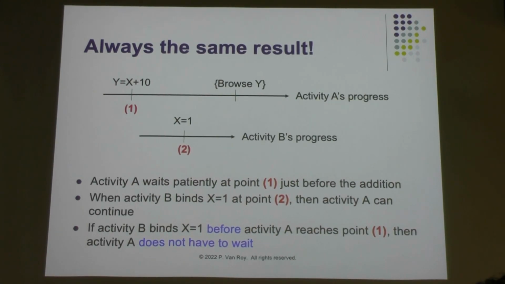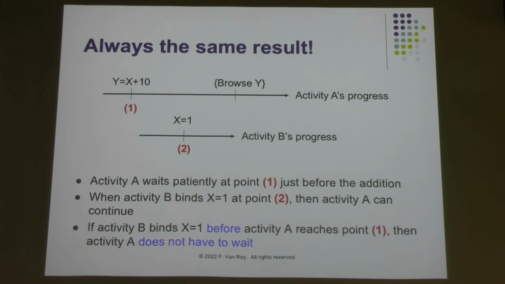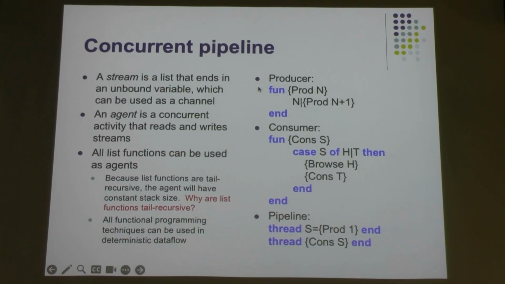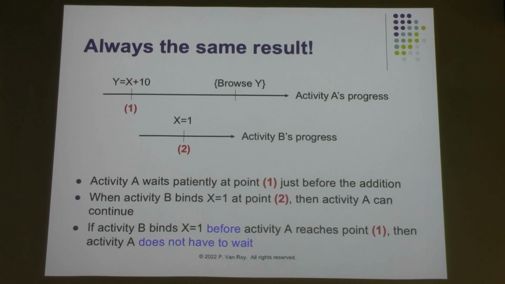So no matter which activity is running faster, if A is running faster, it will wait until the data arrives. Whereas if A is running slower, maybe when I do x plus 10, x is already bound to 1. Well, that's okay. Then I just do 1 plus 10. And I don't wait. In both cases, I will display 11. So that means the result does not depend on how the threads are executing.